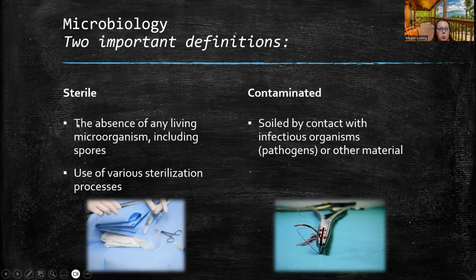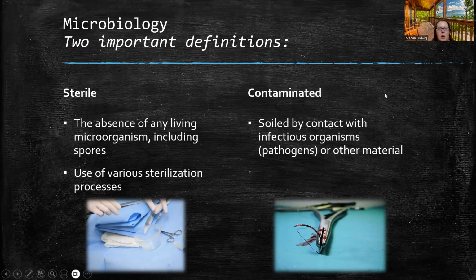So we render something sterile by using a variety of sterilization techniques or processes that we'll learn in a couple weeks. There's steam sterilization. You could submerge it in something that would render it sterile. So what the item is determines the sterilization process.